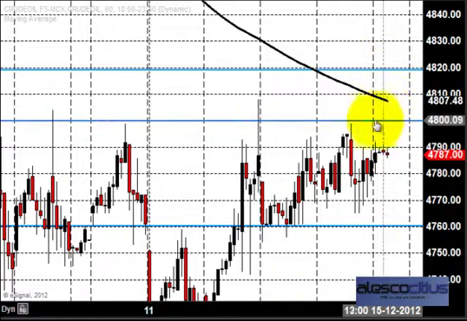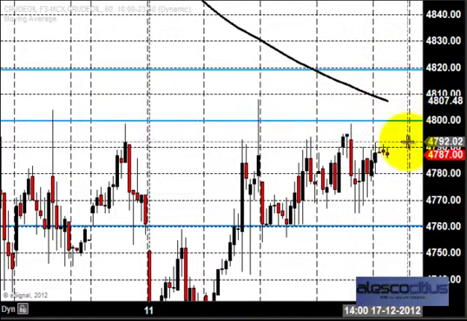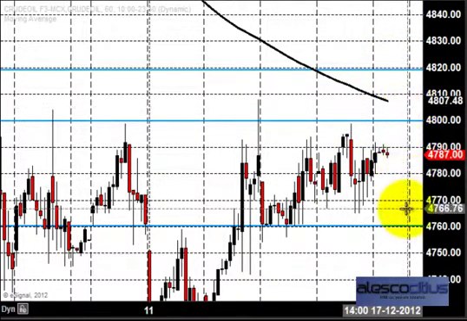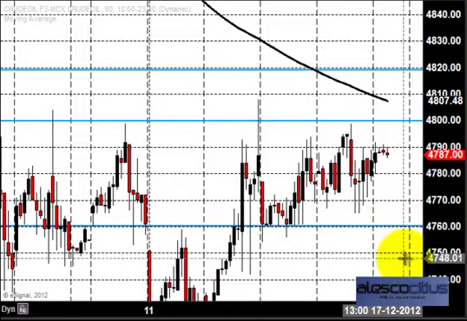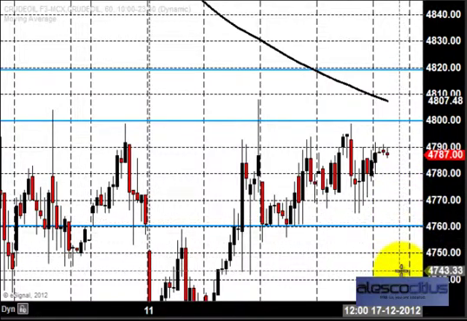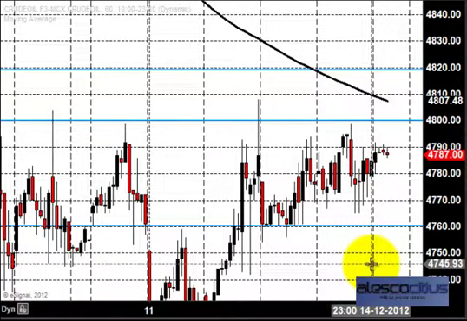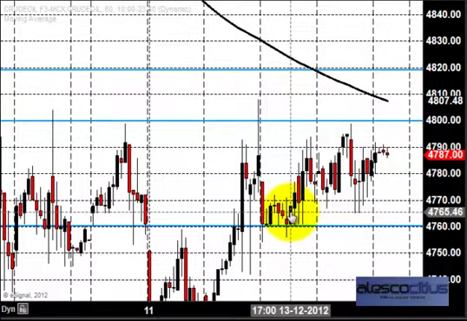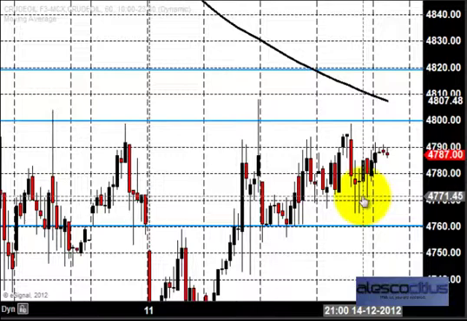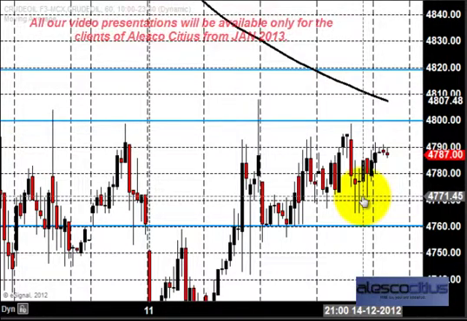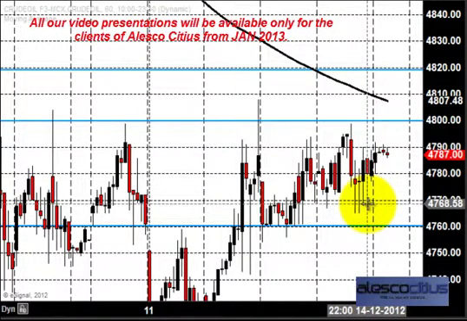But if it fails to break 4,800, and if it puts some closing below this 4,760, then it is going to be the continuation of the downtrend. So today is going to be a very crucial day. Normally we had seen enough consolidation last week on Tuesday, Thursday and Friday. The market consolidated a lot, and also this is going to be the year end. So let us see what's going to happen during the trading session, and thanks a lot for watching our videos.